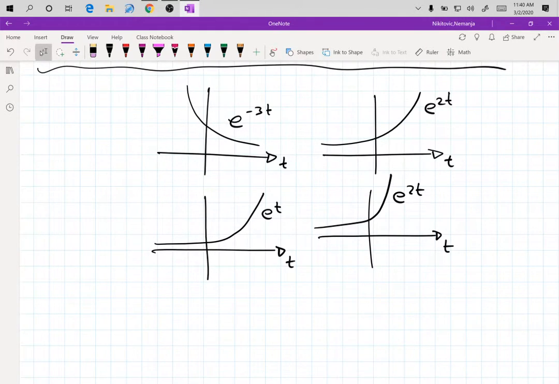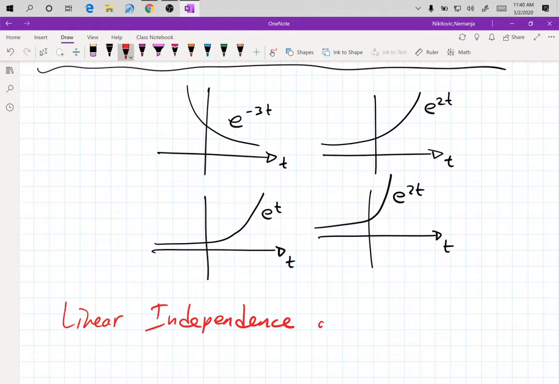Now, to check for independence of solutions, we are going to use what is called the Wronskian. That's the last name of the person who developed the procedure to check the independent solutions. Let's write that. So linear independence of two functions.